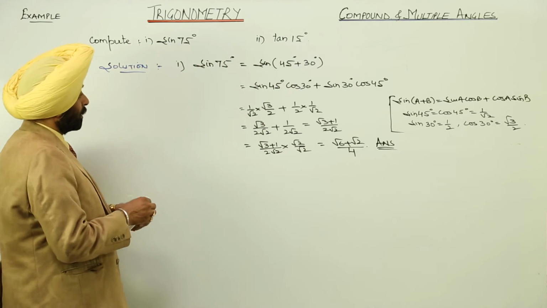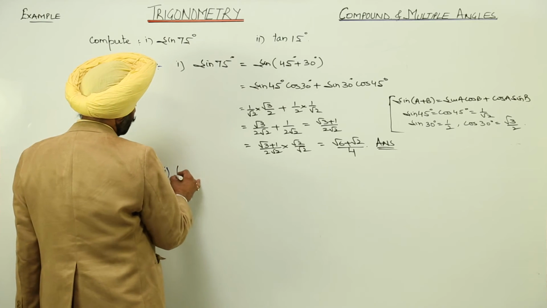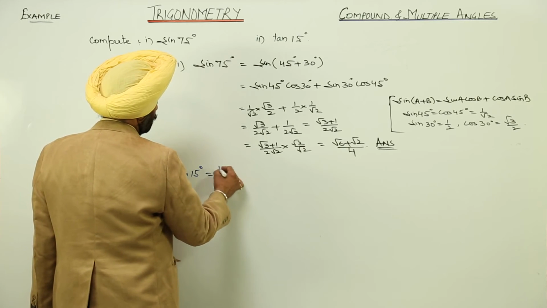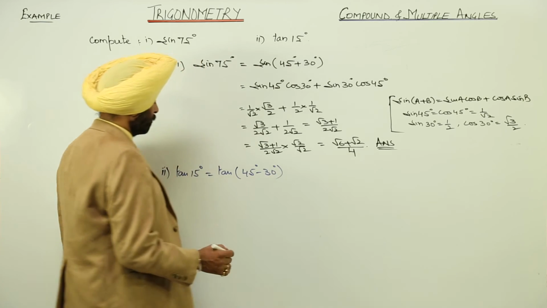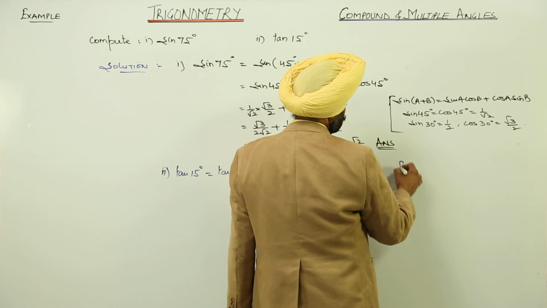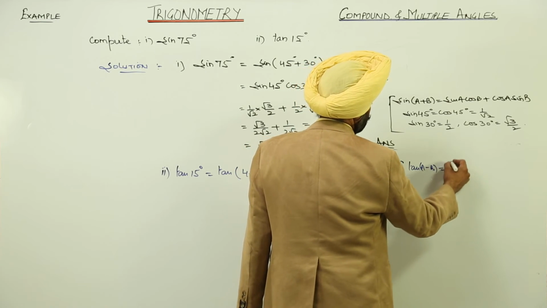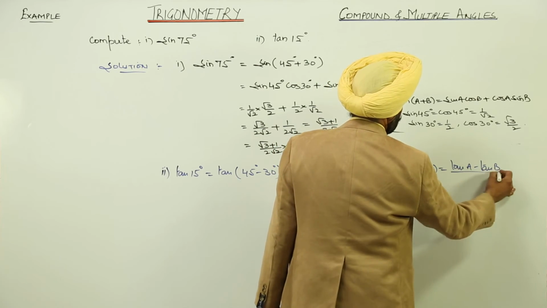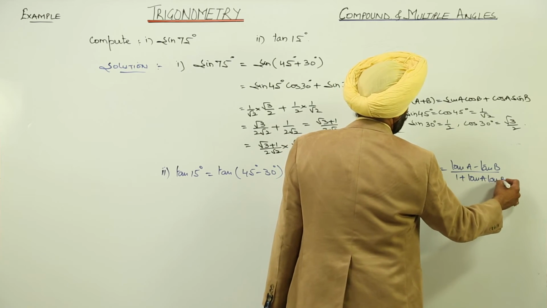Okay. Now part 2, it is tan 15 degree. Now this we can write it as tan 45 degree minus 30 degree. Okay, because 45 minus 30 is what? 15. Now again tan A minus B, this is tan A minus tan B upon 1 plus tan A tan B.